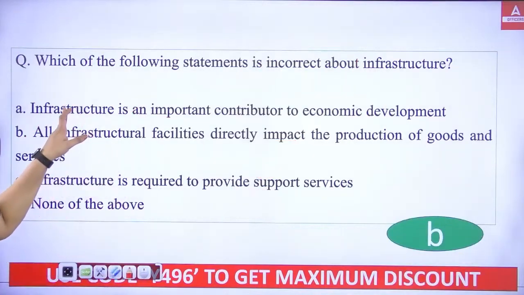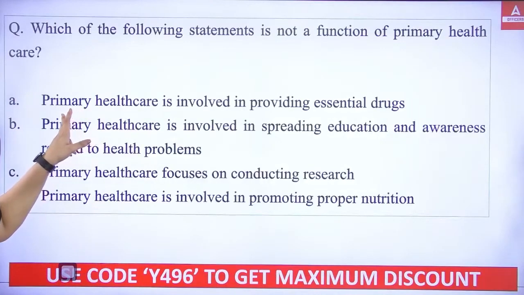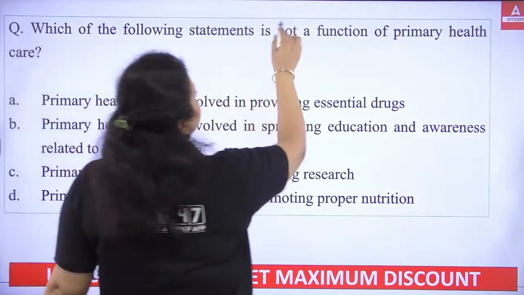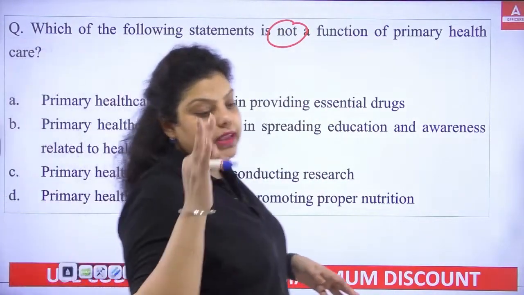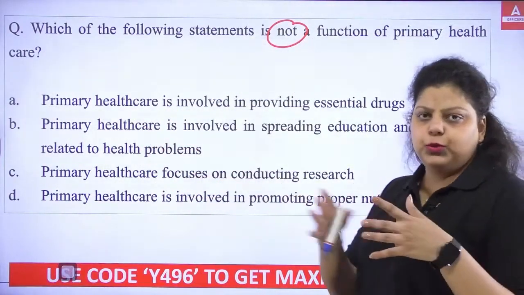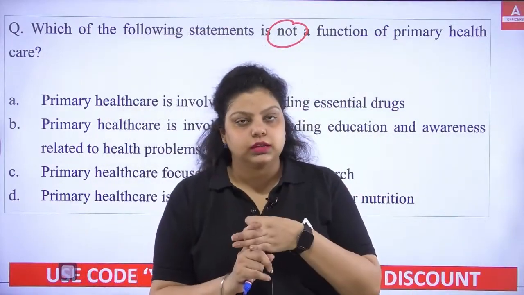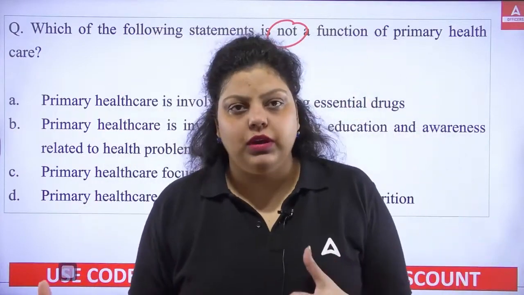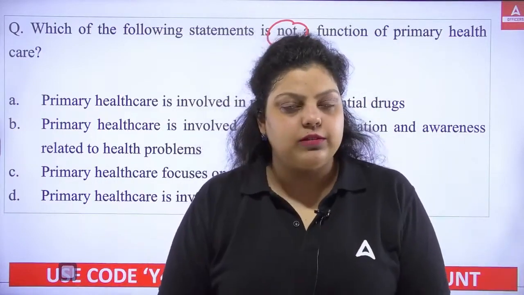Okay, next. Which of the following statements is not a function of primary health care? If we talk about healthcare services, healthcare services have been divided into three parts: primary healthcare, secondary healthcare, and tertiary healthcare. Primary healthcare is healthcare in which you get the basic requirements of healthcare services. Maternal healthcare and child healthcare will be covered as well.